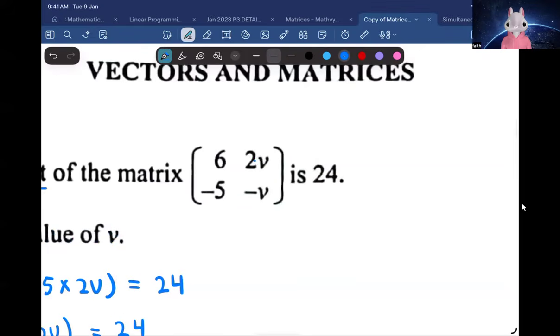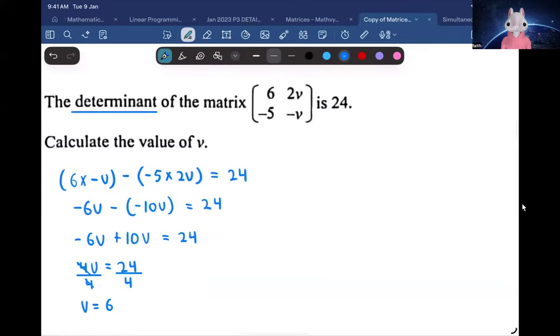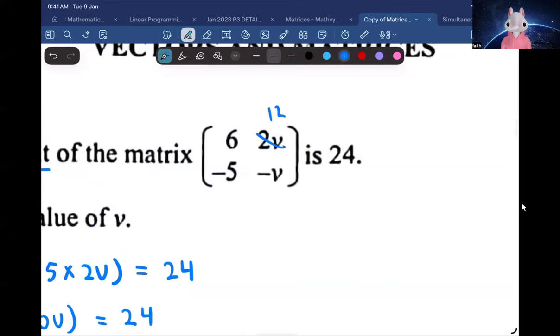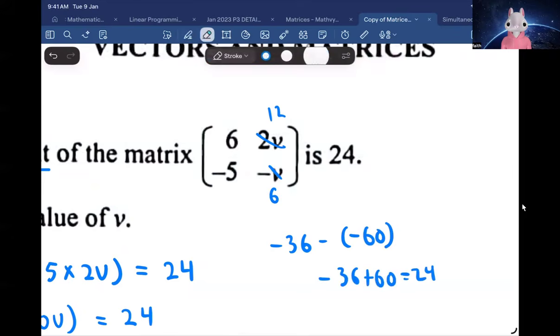Watch. So we know that v is 6, right? So this will be 12, and this will be minus 6. 6 by minus 6 is minus 36, right? 12 by minus 5 is minus 60, right? Minus 36 plus 60 is 24. Bam. It's correct. Makes sense.